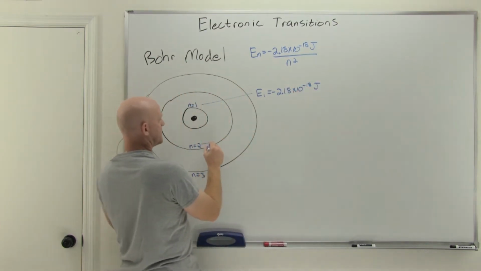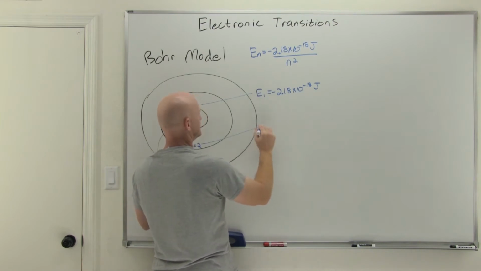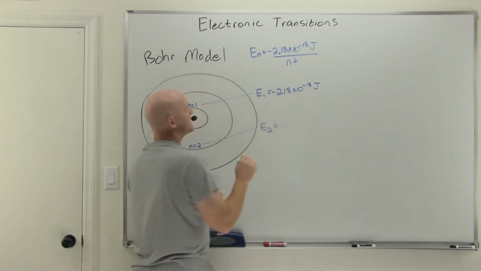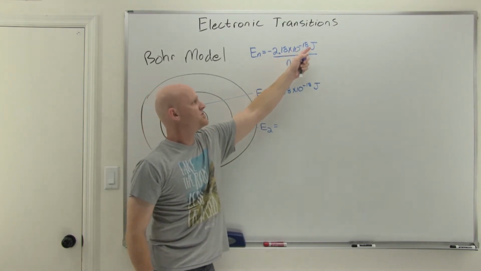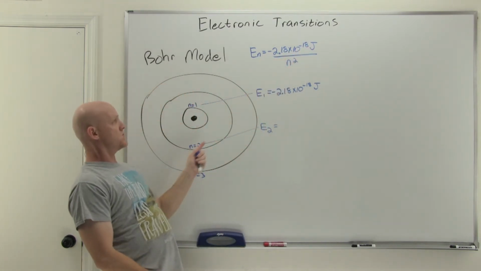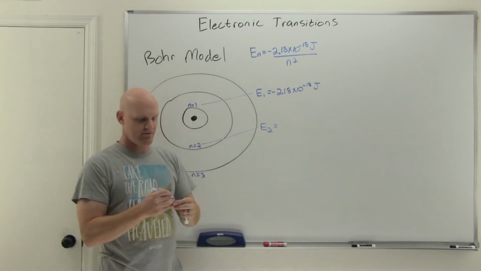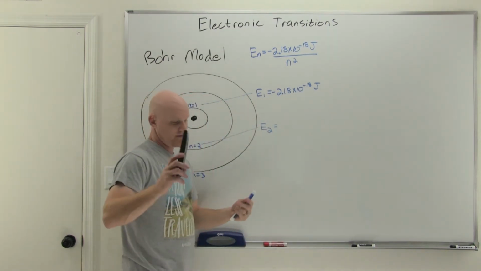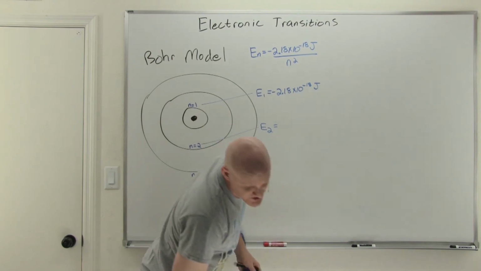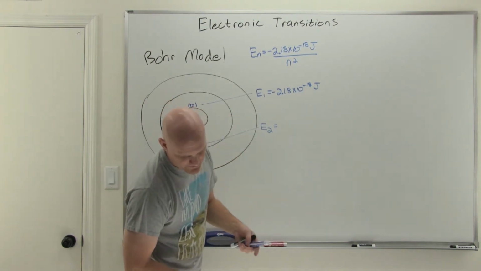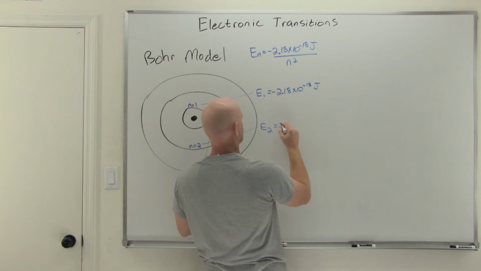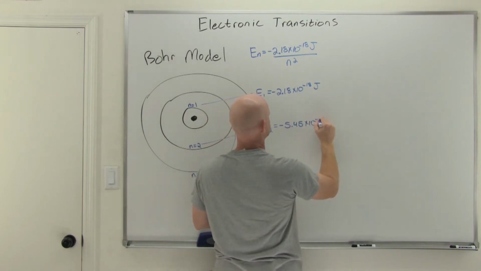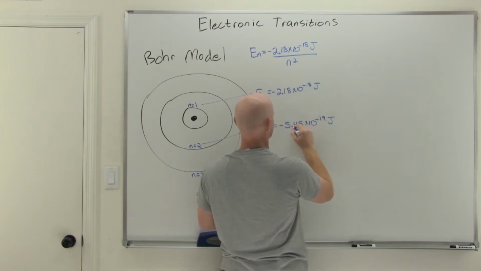If we want to do this for E2, well, in this case, it'd be negative 2.18 times 10 to the negative 18 joules divided by 2 squared, i.e. divided by 4. Now let's use our calculator and figure out what that's equal to. Actually, I've got it on your study guide there, so I'm just going to read it off your study guide. That's going to equal negative 5.45 times 10 to the negative 19 joules.